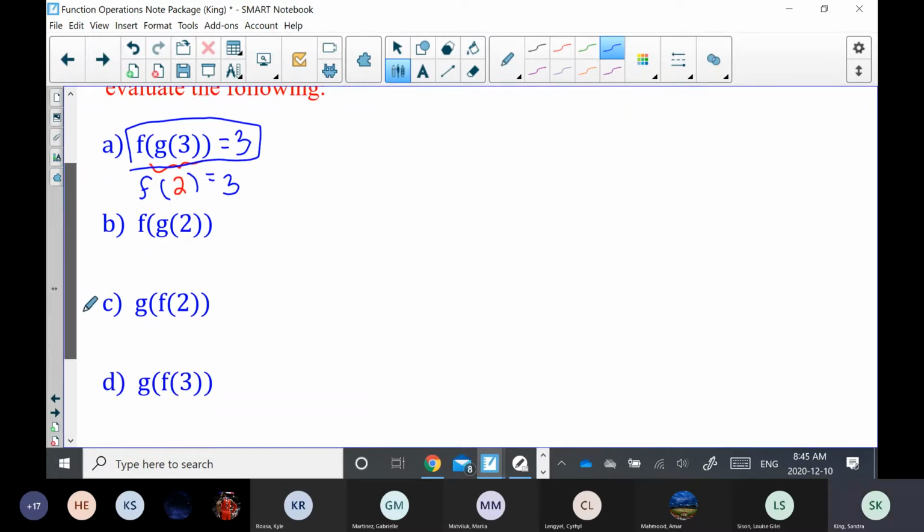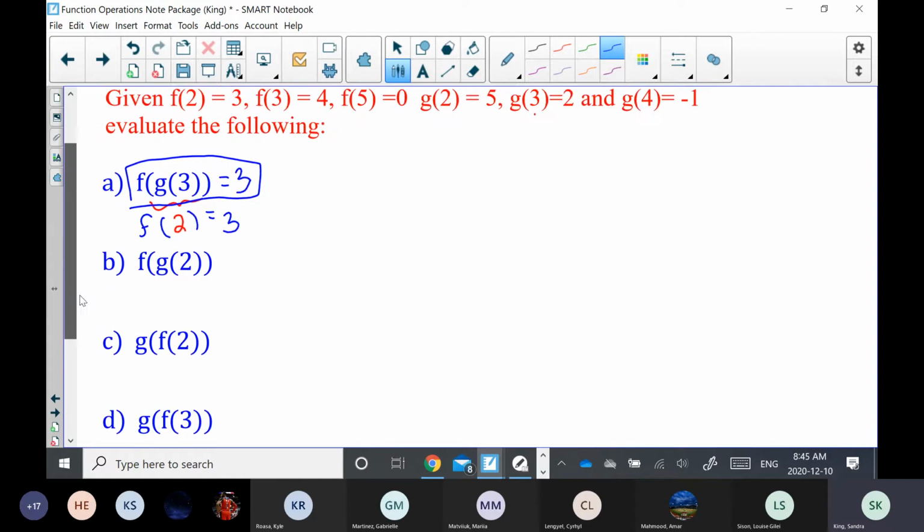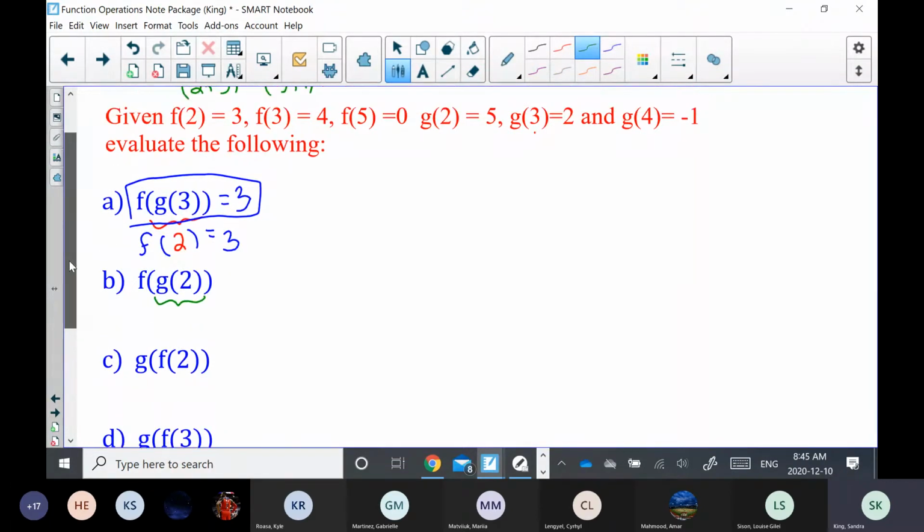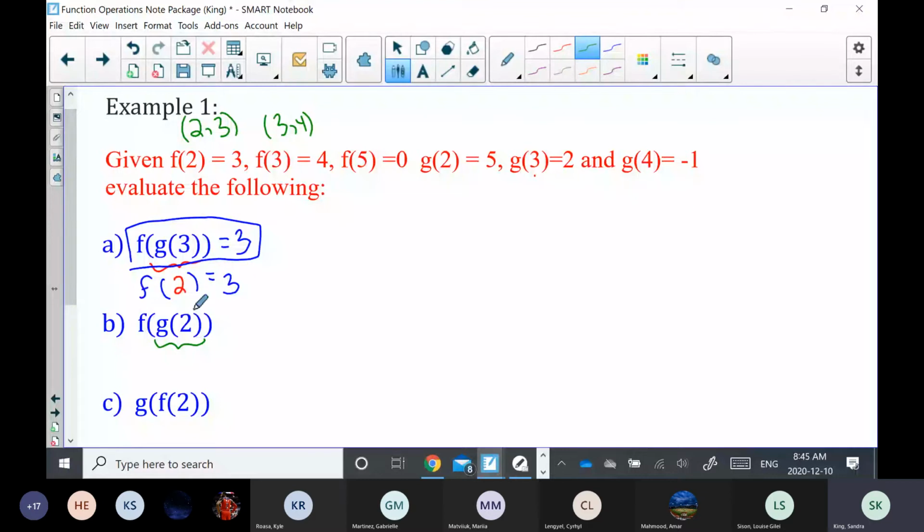Okay, I will do B with you, and then I will get you to do C and D, and I'll pick 2 different people for C and D. So g of 2, that is my inner function. What is the y value on the g graph when x is 2? g of 2, the y value is 5. I then put that into the outer function, which is my f function, and I'm going to evaluate what the f of 5 is. So here's f of 2, f of 3, f of 5. f of 5 is 0. So the f of g of 2 is equal to 0.